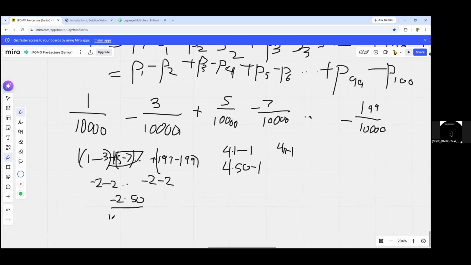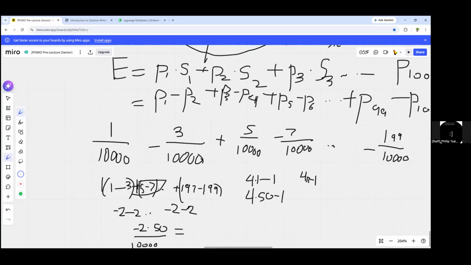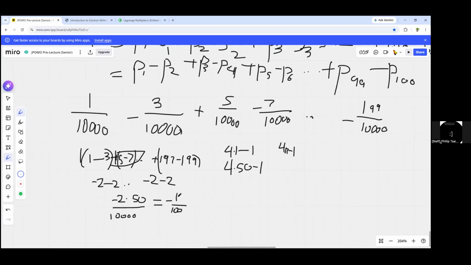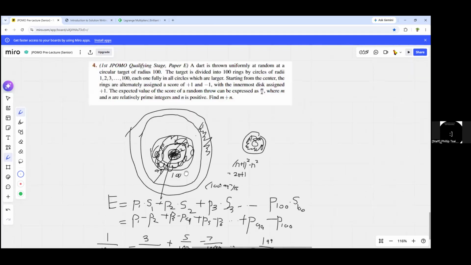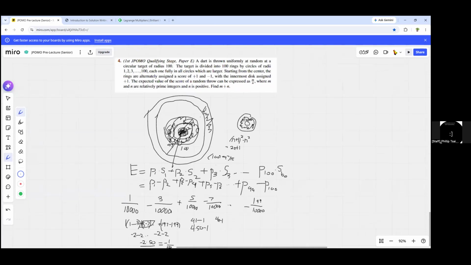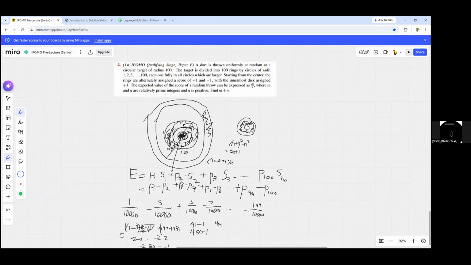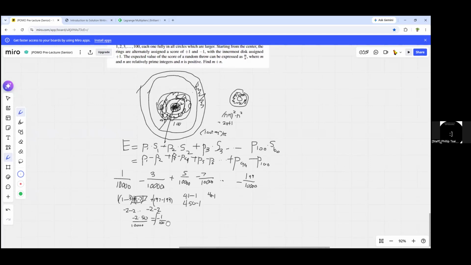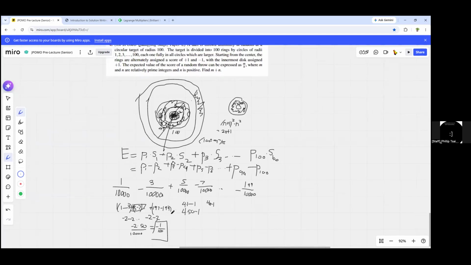We still have the denominator of 10,000, and so we have an expected value of negative 1 over 100. Notice that expected values can be negative if you're inherently losing from throwing a dart. So our expected value is negative 1 over 10,000, I'm sorry, negative 1 over 100.